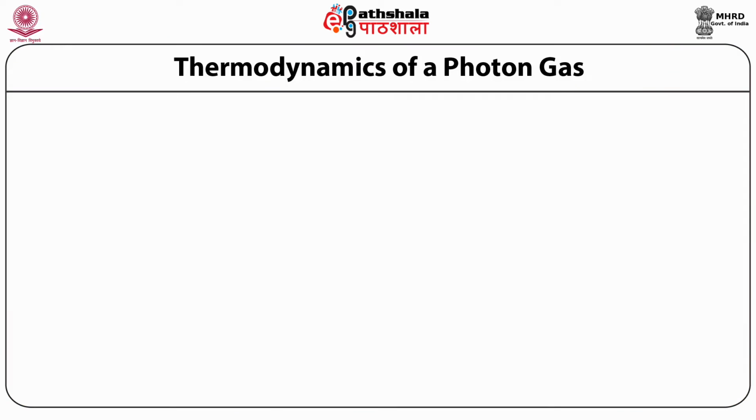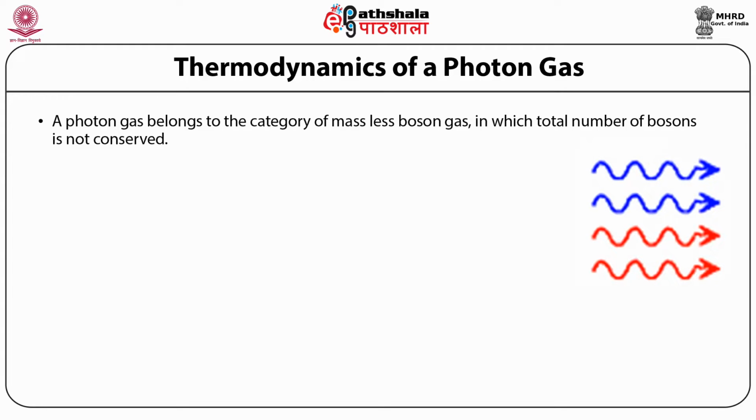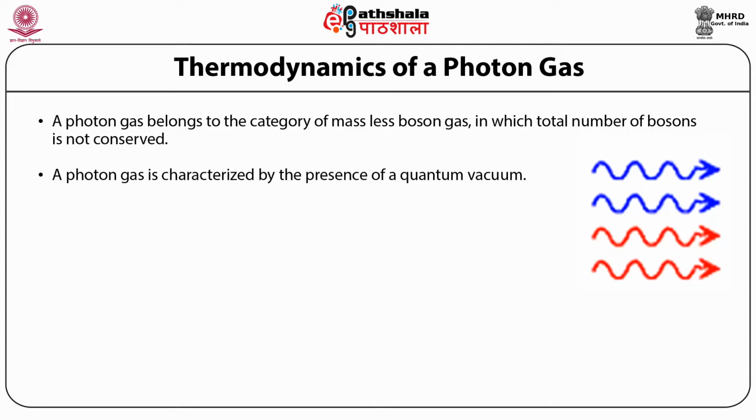Thermodynamics of a photon gas. A photon gas belongs to the category of massless boson gas, in which total number of bosons is not conserved. A photon gas is characterized by the presence of a quantum vacuum. It is a result of quantization of the electromagnetic field.